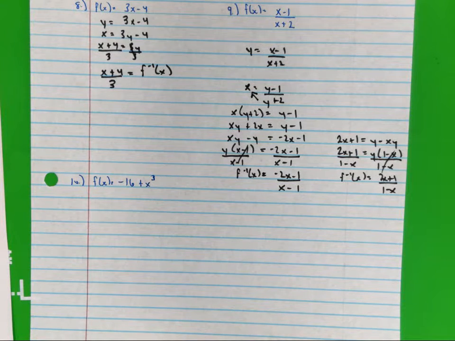So what's that second one say? (2x plus 1) over (1 minus x). Main thing is when you see two y values, you just want to get one. We've got to use the what strategy? Factoring.